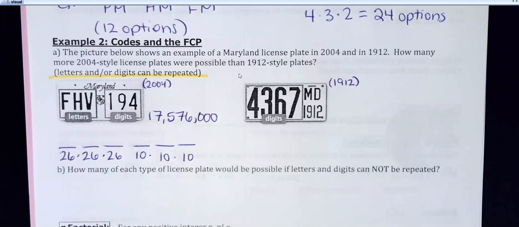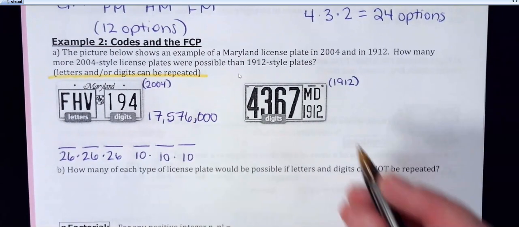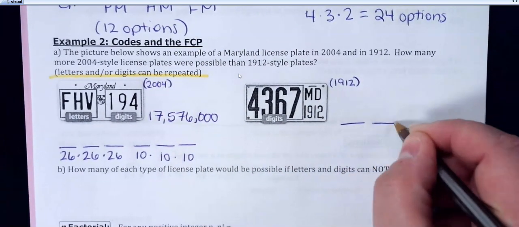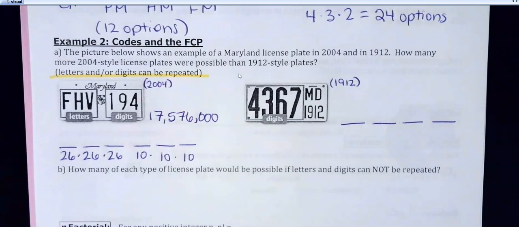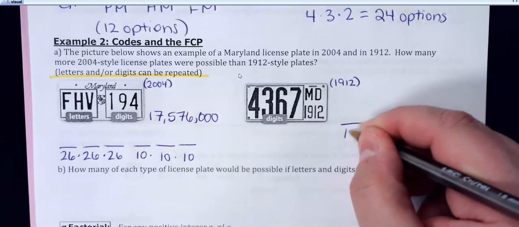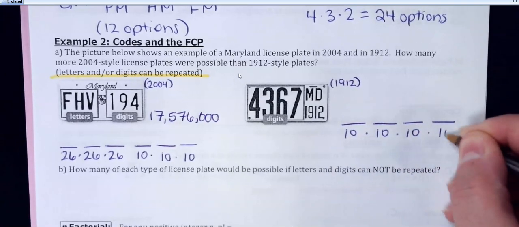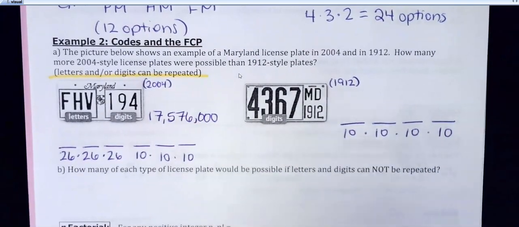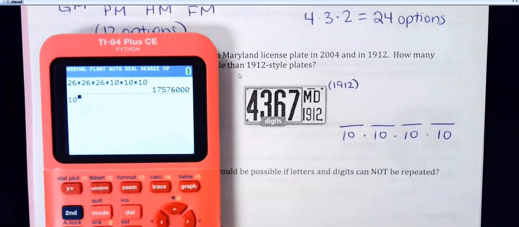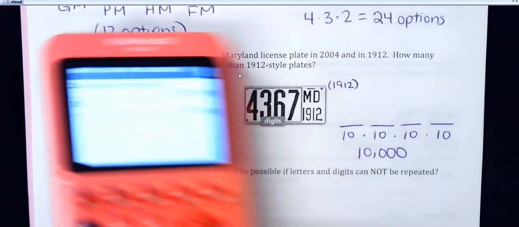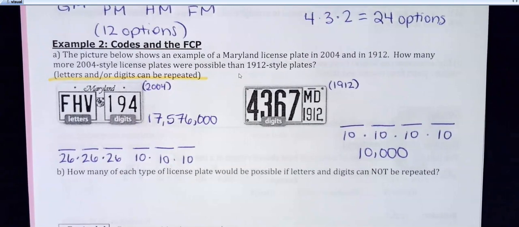Okay. Now, the 1912 one, obviously not as many people have cars then, so they just had 4 digits. So if they can be repeated, I'm just going to make this little bitty license plate, it's just going to be 4 digits. So it would just be, if we can repeat the numbers, you'd have 10 choices for each number slot. So we could just do 10 times 10 times 10 times 10, or we could just do 10 to the 4th. So this is a very small number compared to that, so that would only be 10,000 choices.